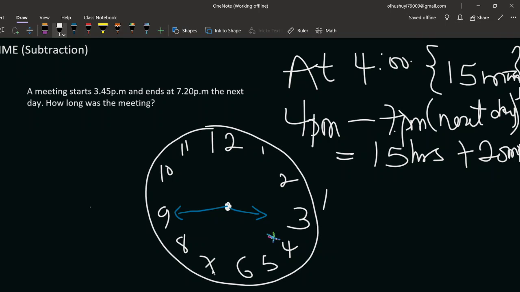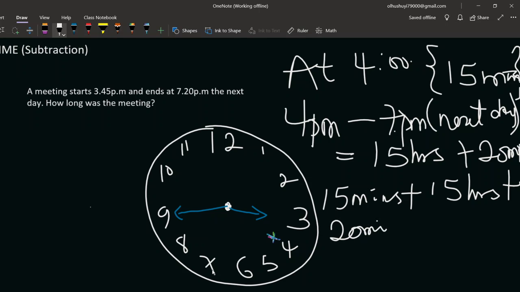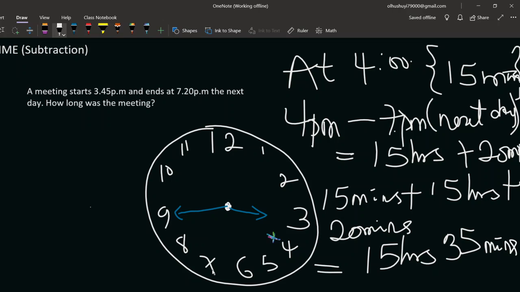So all we have now is 15 minutes plus 15 hours, then plus 20 minutes. Everything becomes 15 hours 35 minutes. So all the time spent, you have 15 hours 35 minutes. That's the total time spent for the meeting.